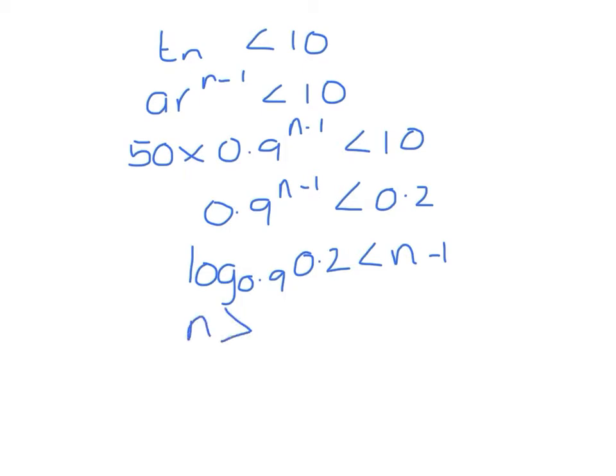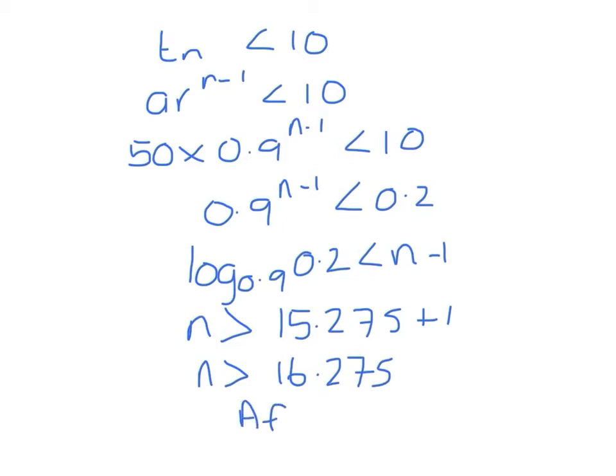N must be greater than 15.275 plus 1. N must be greater than 16.275. So after 16 swings, i.e. the 17th, it will be less than 10.